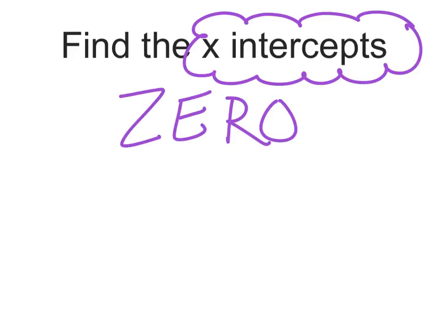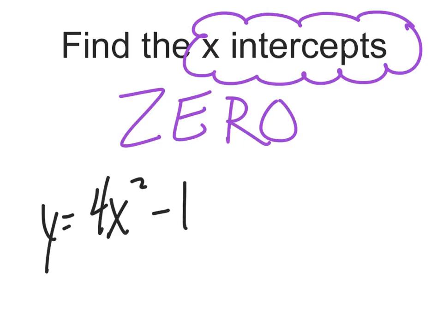So lastly, we should be able to find the x-intercepts of a parabola pretty easily. So let's just remind ourselves, another word for x-intercept, of course, is 0. So if you were asked to find the x-intercept of y equals 4x squared minus 1, you would basically just be finding the 0. So the question really is, when does that equation equal 0?